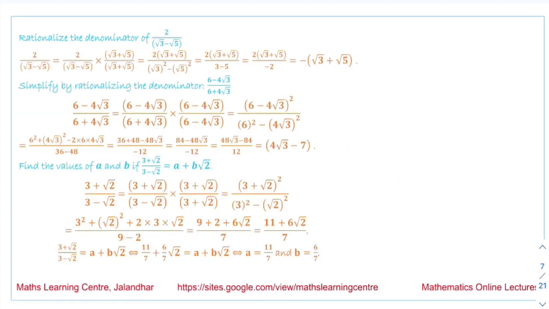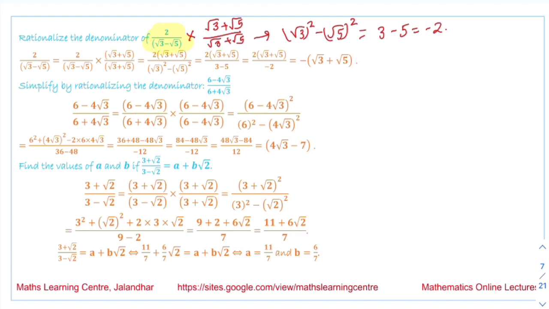Again, a similar kind of question is there. You can try it on your own: 2 over square root of 3 minus square root of 5. So the rationalizing factor will be square root of 3 plus square root of 5 over square root of 3 plus square root of 5. The denominator will become square root of 3 squared minus square root of 5 squared, that will be equal to 3 minus 5, which is equal to minus 2.